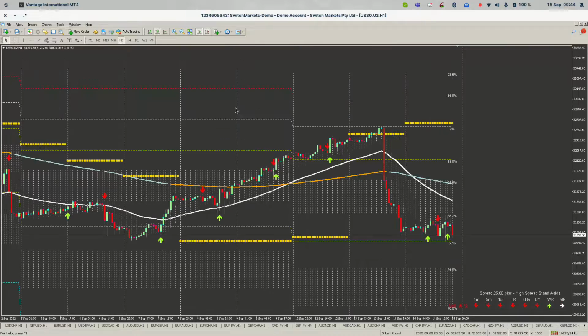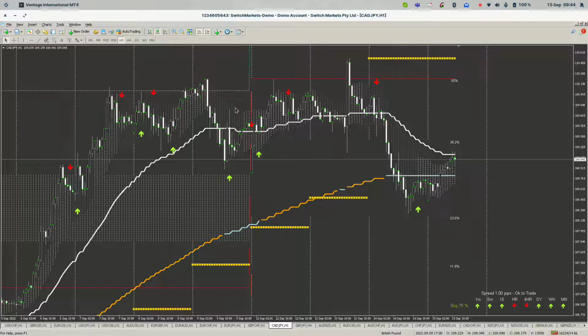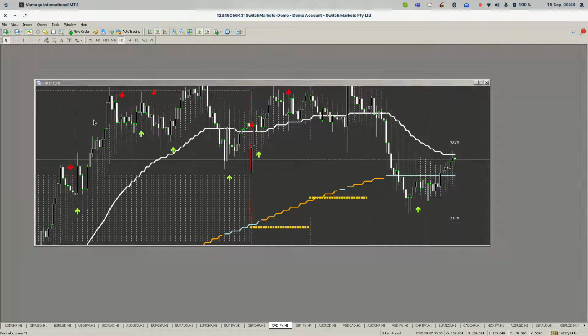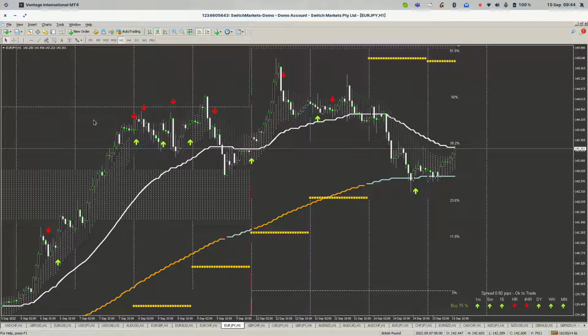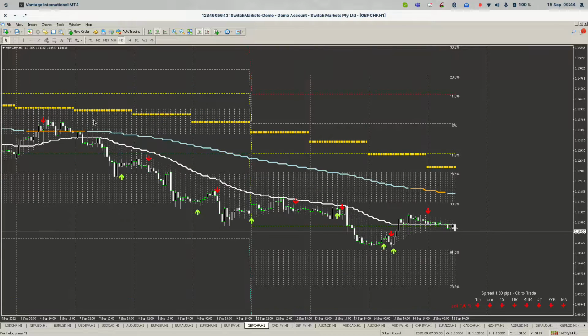So first thing we're going to look at is when you get a signal. When you get a signal, an arrow will appear and you'll get a message coming up saying that there's a signal. That doesn't mean that you take the trade, obviously. No, it doesn't, because you've got to look at the market and what the market's doing.